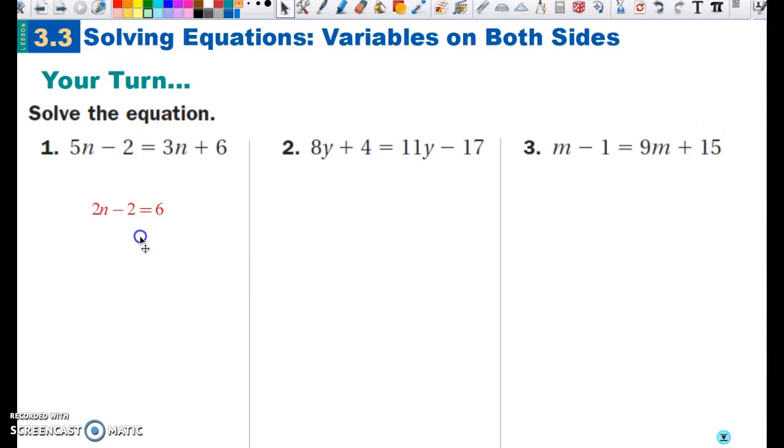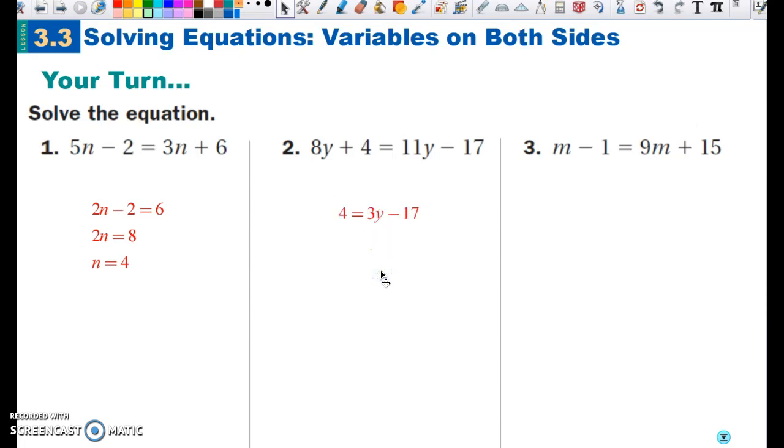Your first step on this one is I subtracted 3n from both the left and the right side of the equation. 5n minus 3n is 2n, minus 2 equals 6. Add 2 to both sides. 6 plus 2 is 8, divided by 2. n is 4. 5 times 4 is 20, minus 2 is 18. 3 times 4 is 12, plus 6 is 18. It works.